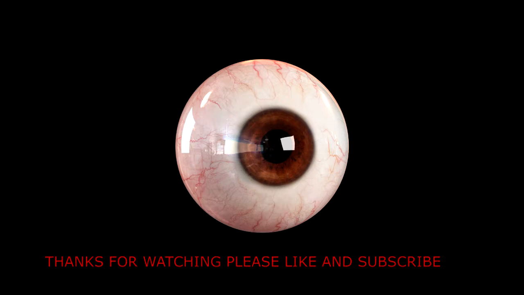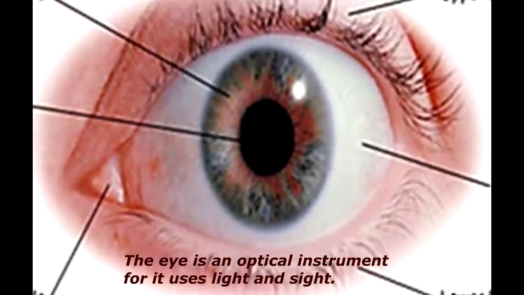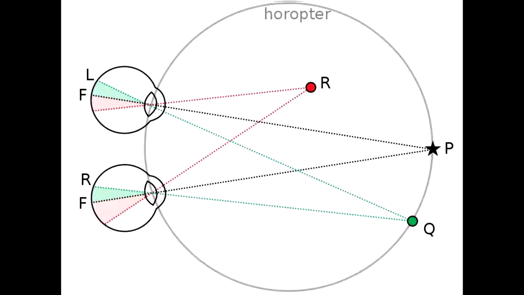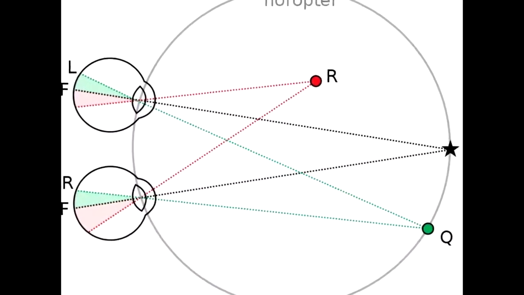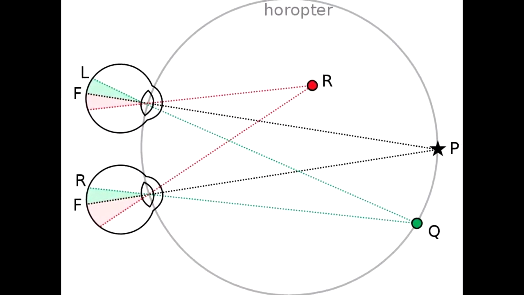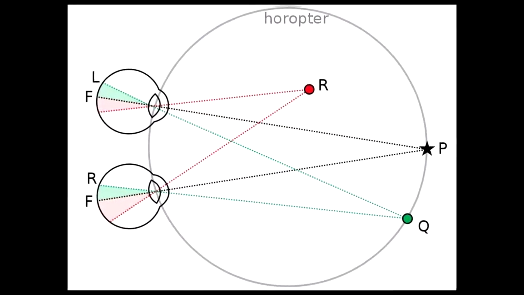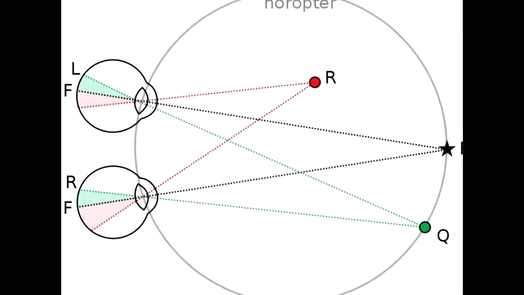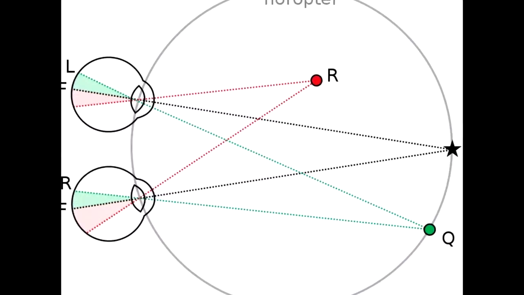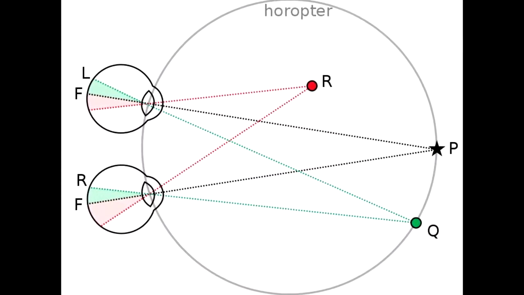Children, the eye is an optical instrument, for it uses light and sight. We have two eyes, so that binocular vision is applied. Each eye forms a slightly different image, such that our brain compares these two images to give more depth on what we are seeing. This enables our eyes to see three-dimensional objects.